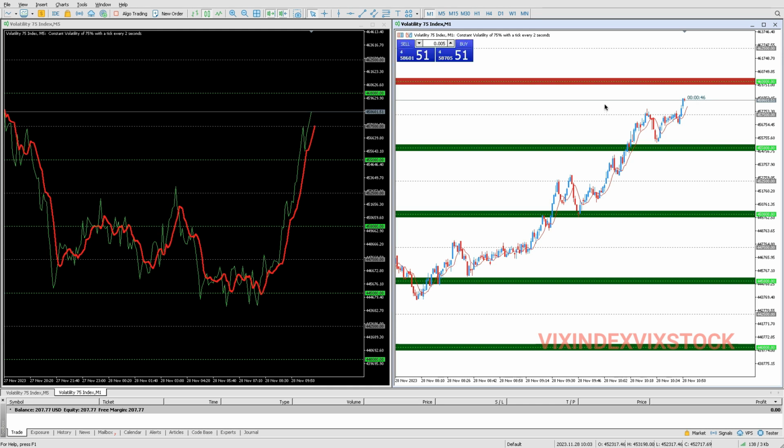Wait for another bus. I said my rule is I don't usually take trades in these white areas here, because I don't know what might happen in them. So I usually try to only take trades in this area and this area, and I'm guided by my moving average, and this is the 1 minute time frame.